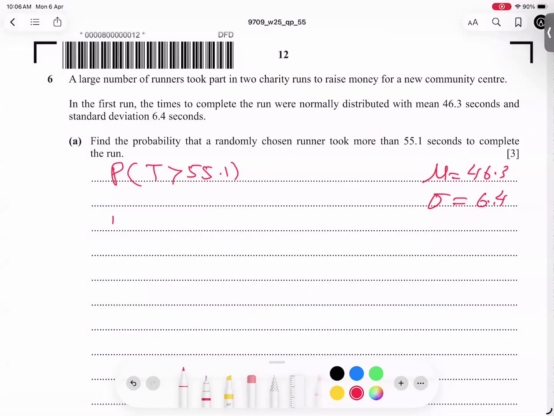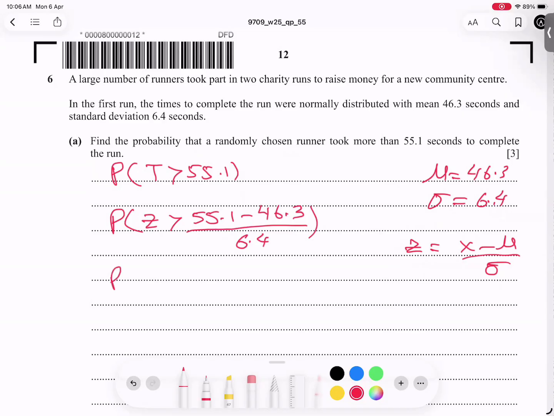How can we do this, students? We convert this t into z, because we have a formula: z equals x minus mean divided by standard deviation. X is this value, 55.1, and z is the converted value. So z equals 55.1 minus 46.3 divided by 6.4. When I type this in the calculator, I get 1.375, rounded to 3 decimal places.